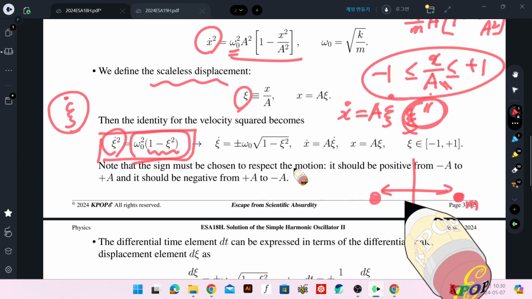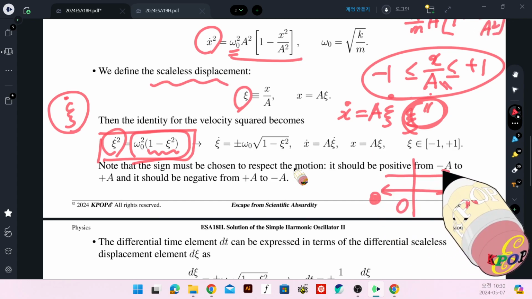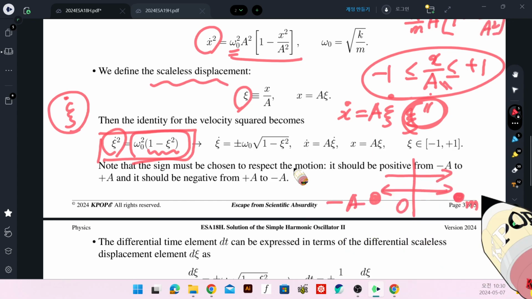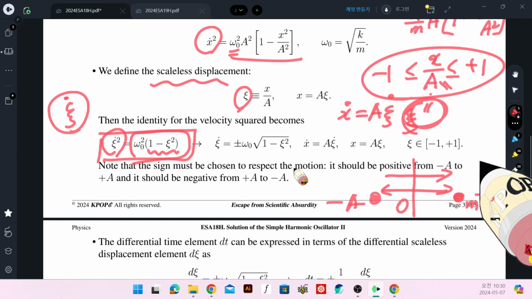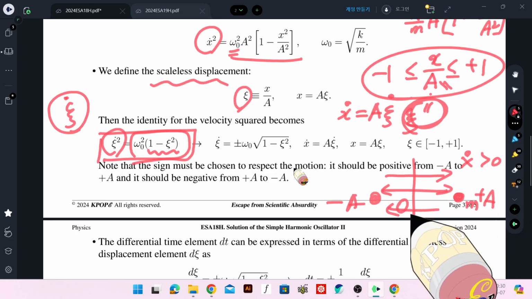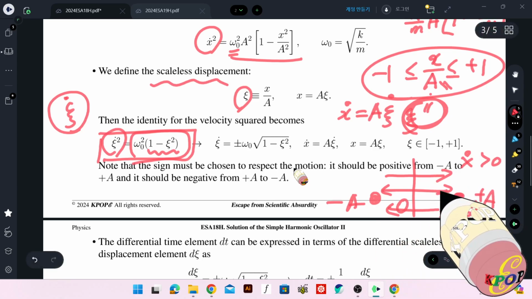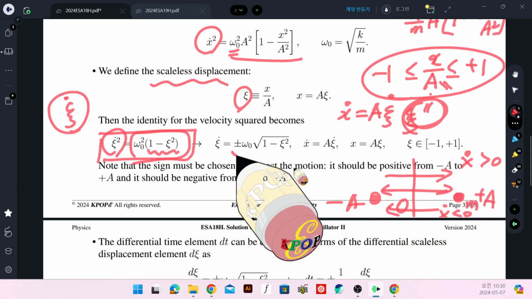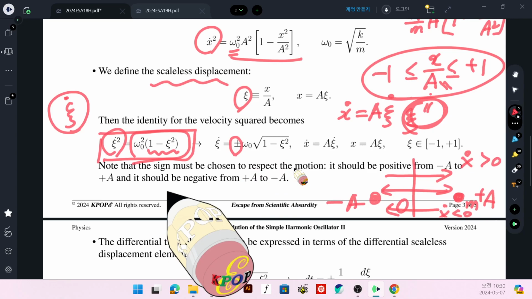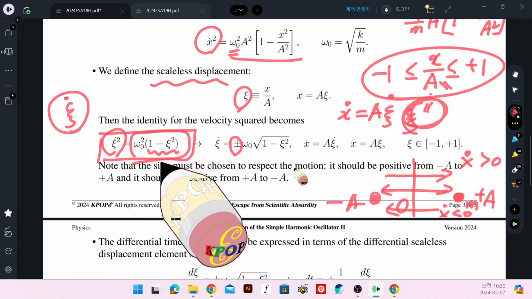region, and this is the equilibrium position, the motion from minus a to plus a, x dot is positive. The motion from plus a to minus a, x dot is negative. So depending on the situation, we attach a plus minus sign as an overall factor, and we take the square root of the right hand side.